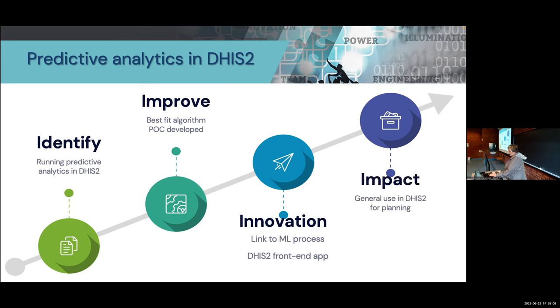Essentially, we see a lot of use cases for this in terms of predicting targets, predicting in IDSR, and perhaps thresholds that you would want. And hopefully, very soon, we can contribute this back to the community as a solution that you can use with the app, and we will see how we implement the ML solution.